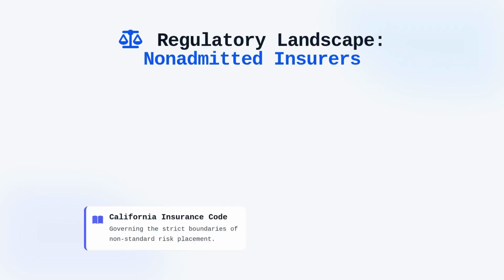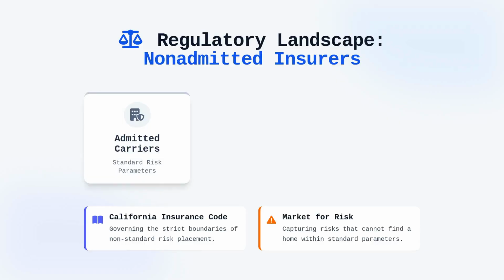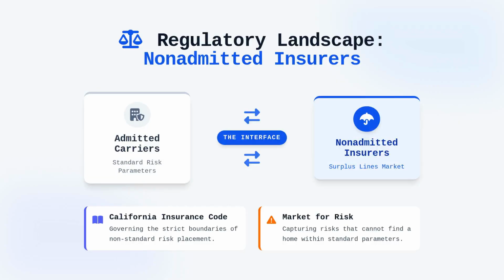Welcome back. Today we examine the interface between the California Insurance Code and the market for risk that cannot find a home within standard parameters. Our focus shifts from admitted carriers to the regulatory landscape governing non-admitted insurers and the strict boundaries placed around surplus lines transactions.